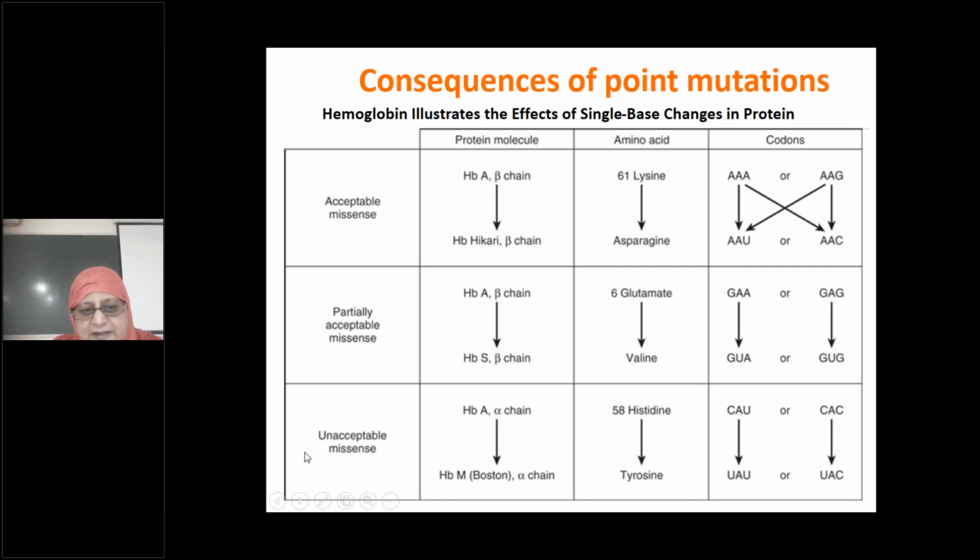Then you have a third, unacceptable missense mutation. This is acceptable in hemoglobin Hikari, where the function of the protein will be almost normal. Then partially acceptable, it can still function. Unacceptable is here, where in the alpha chain at position 58 histidine is replaced by tyrosine. The abnormal hemoglobin that results is known as hemoglobin M. You can see this in methemoglobinemia, which is an abnormal protein and cannot function.